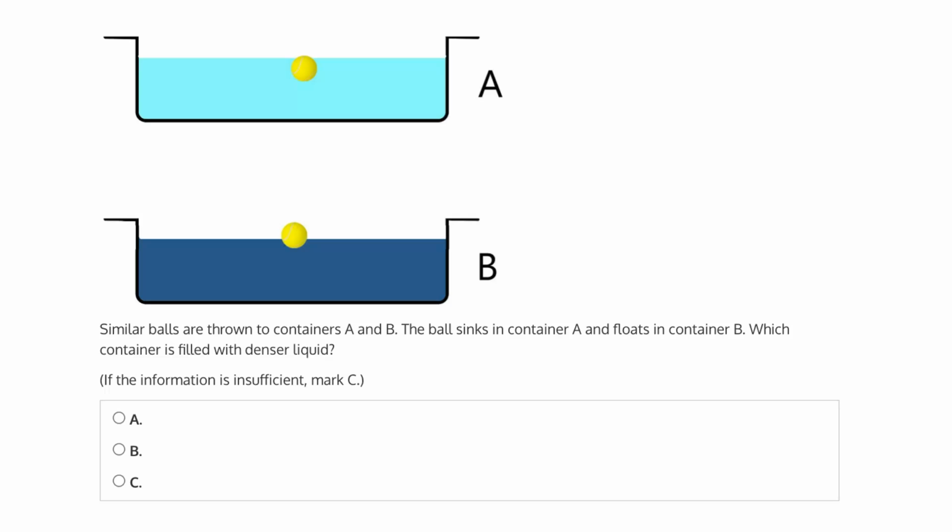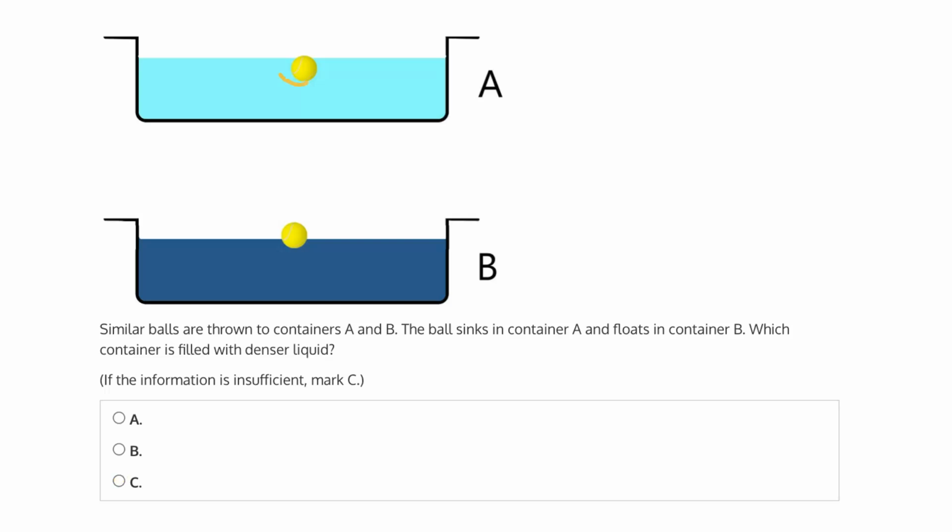This question says similar balls are thrown to containers A and B. The ball sinks in container A, and here we can see that, and floats in container B. Which container is filled with denser liquid? Is it A, B, or if the information is insufficient, then mark C.